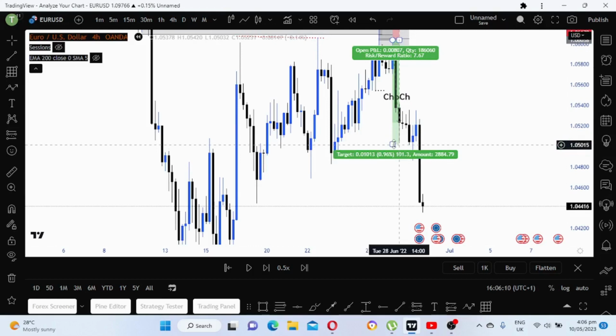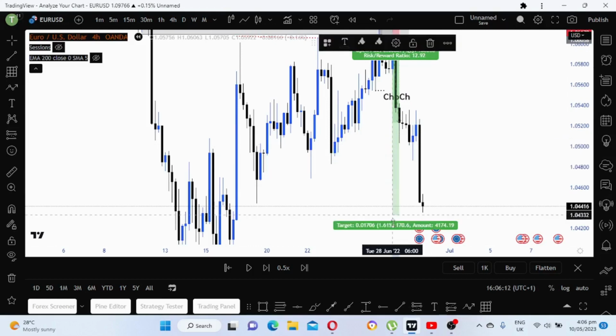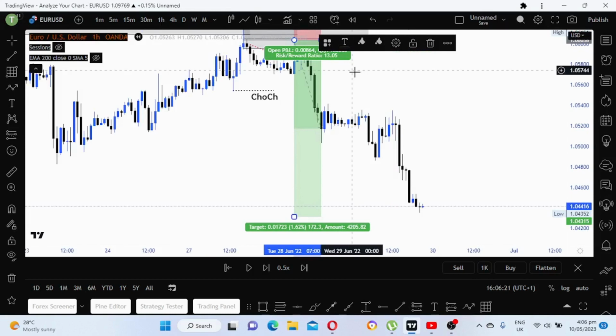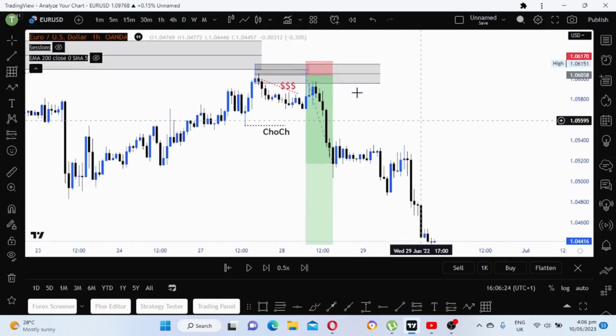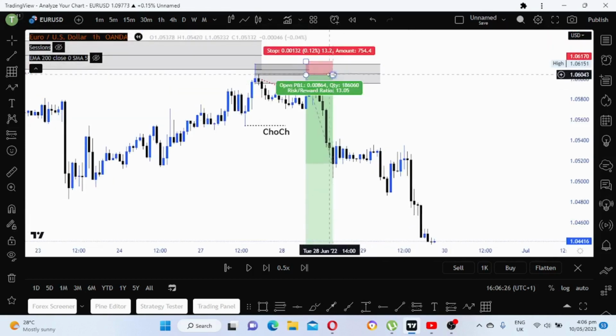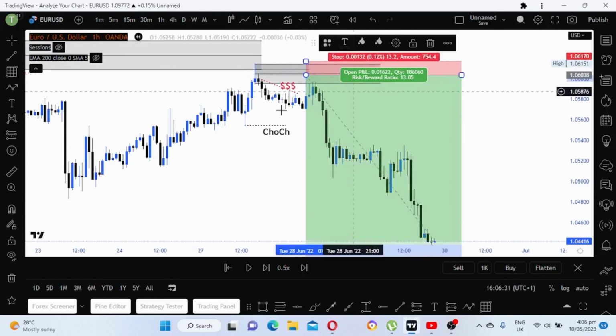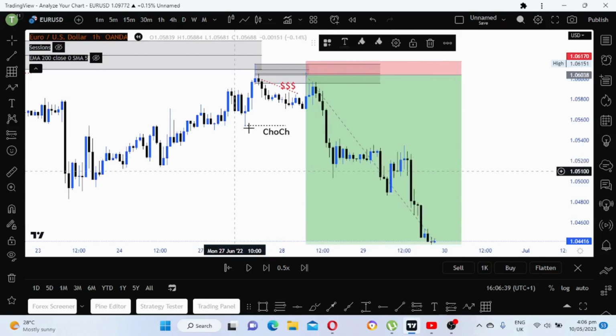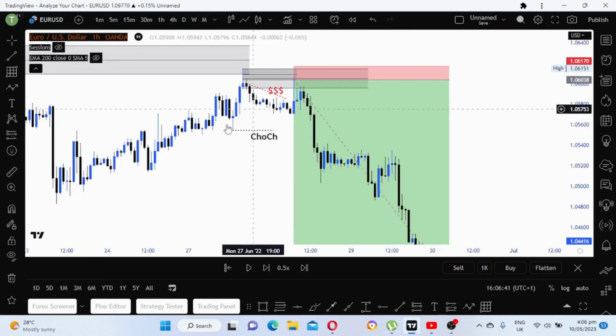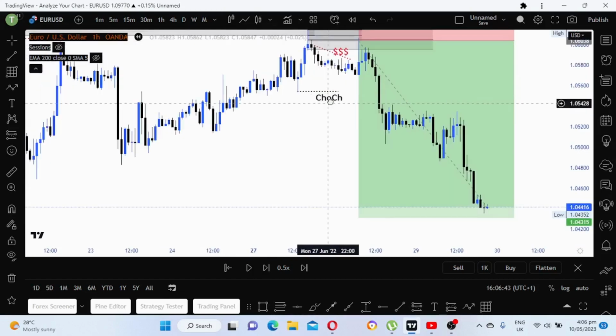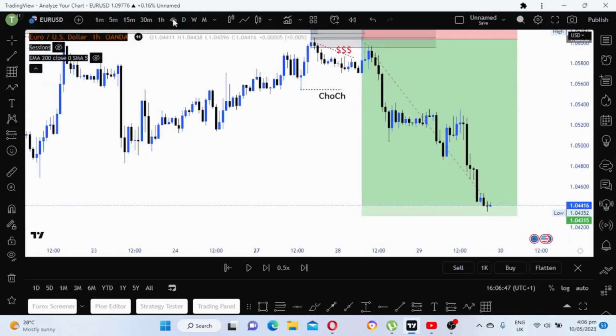So as you can see, guys, look at the risk reward ratio of this trade that I took on M15. They say, yeah, SMC gives a high risk reward ratio, guys. As you can see, look at this, a 1 to 13. Look at that, a 1 to 13, guys.